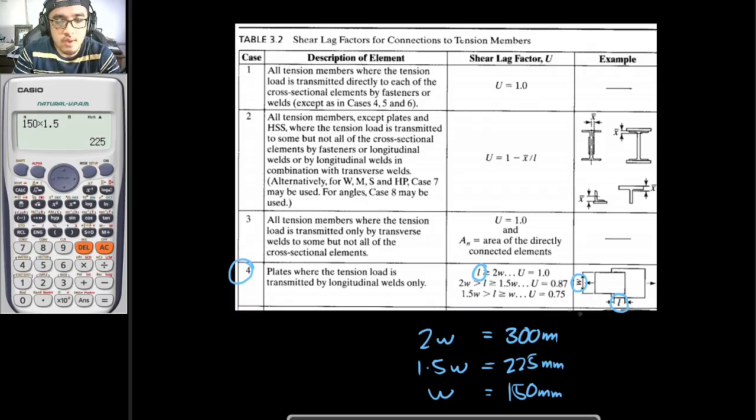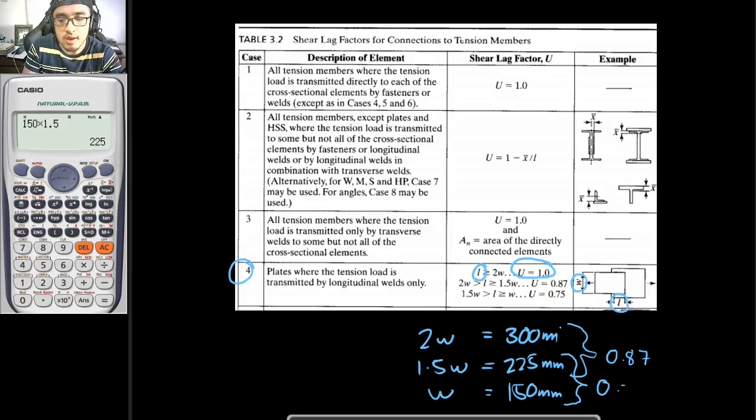So what you would be doing right now is guessing on which range L would fall. If it is greater than 300, you would choose shear lag factor 1. If you think that the one that you would be solving later would range from 225 to 300, you would be using 0.87. But if you think that your weld would fall in this category right here, which is greater than 150 but less than 225, you would be using 0.75. So it is a matter of guessing right now.